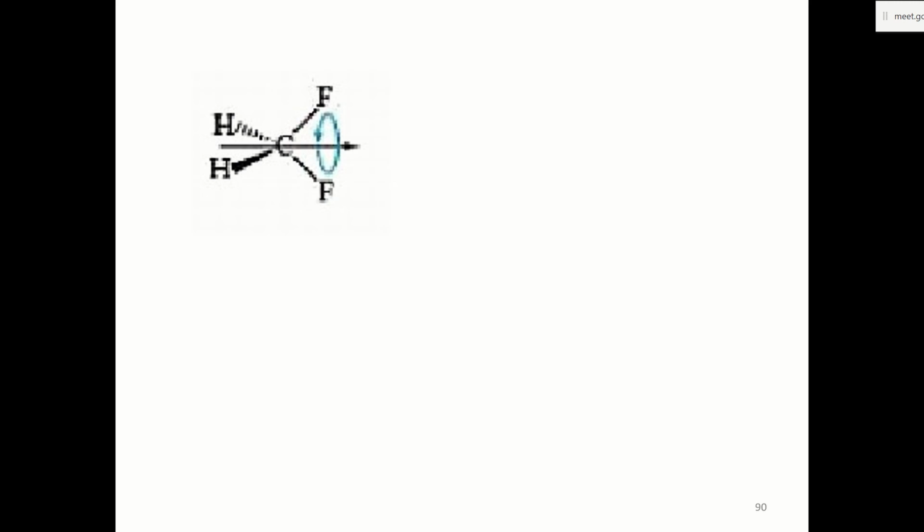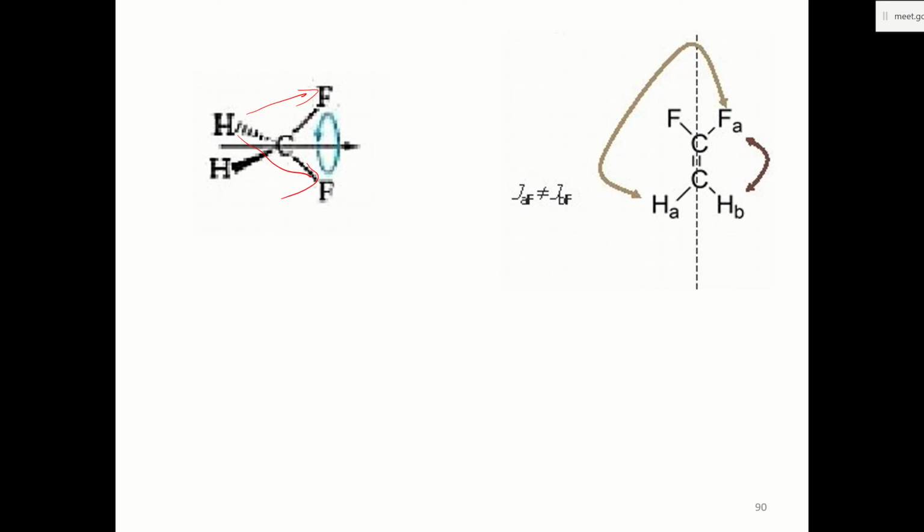Look at CH2F2. These two hydrogens are at exactly the same distance from this fluorine or this fluorine, and the interaction is exactly the same whether you consider this hydrogen or the other hydrogen nucleus. But look at this particular case. Fluorine is a magnetically active nucleus, so let's look at the interaction of this fluorine nucleus, labeled A, with HA and HB. Clearly the placement, the way they are located, means this interaction would be different.